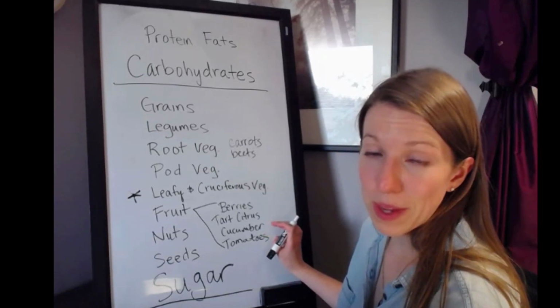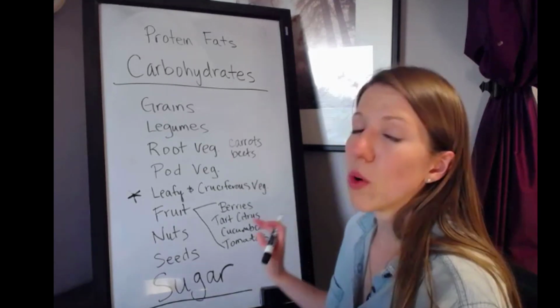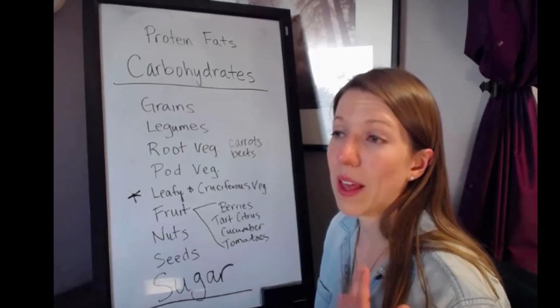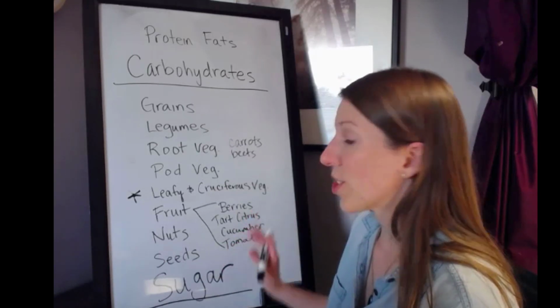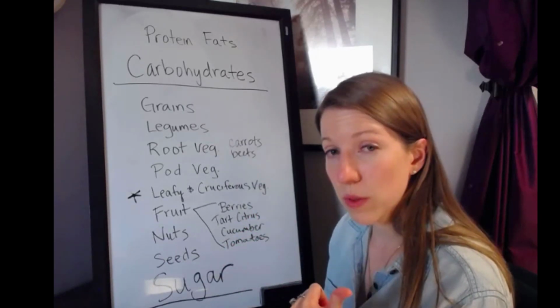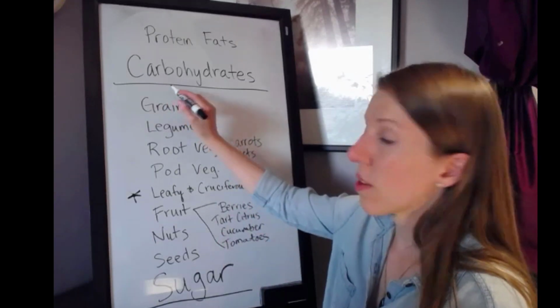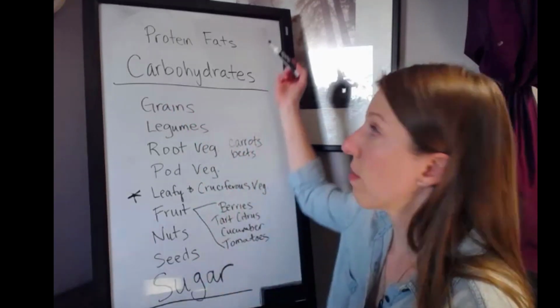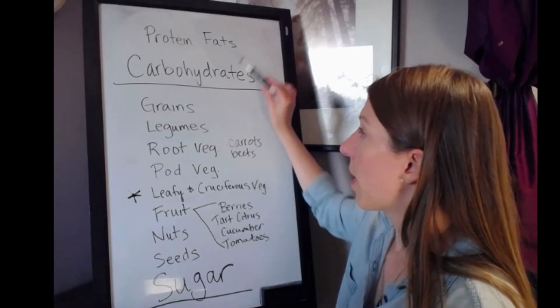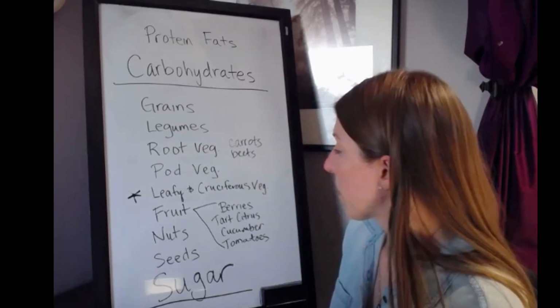So yeah, cucumbers or tomatoes are technically fruits. Of course, we've also got the avocados and the coconuts in here, which are going to be our higher fat fruits. And I just didn't list them here because really they fall into the fat category as opposed to the carbohydrate category.